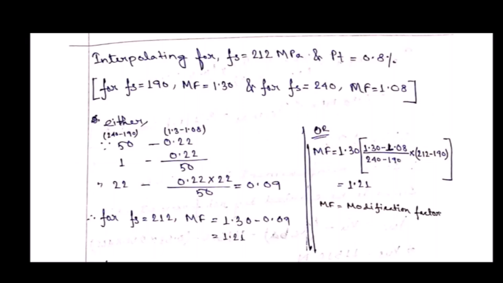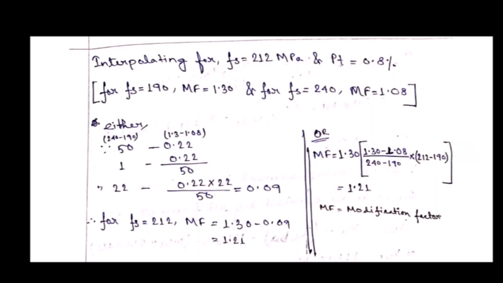So FS 212 lies between FS 190 and FS 240. So let's interpolate and find out the value of modification factor for FS 212. There are two methods. You may apply either. The left side is the conventional method and the right side is the formula method. On the right side, modification factor is equal to 1.30 minus, within brackets, 1.30 minus 1.08 by 240 minus 190, multiplied by 212 minus 190. So the value is 1.21. So 1.21 is the modification factor for FS 212.